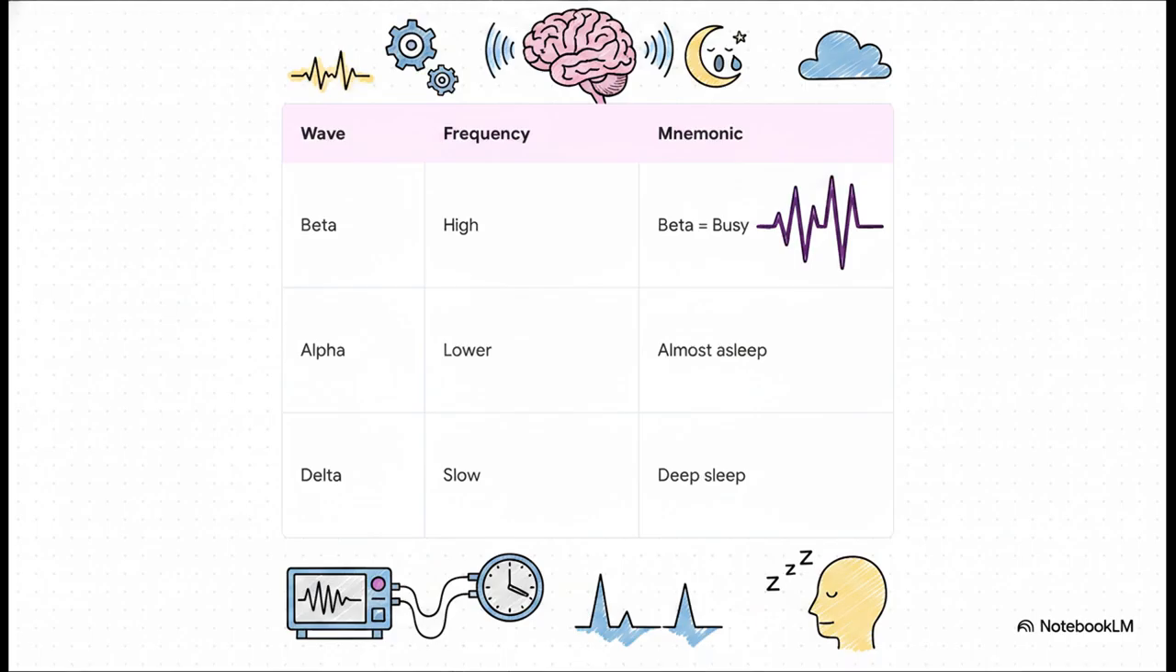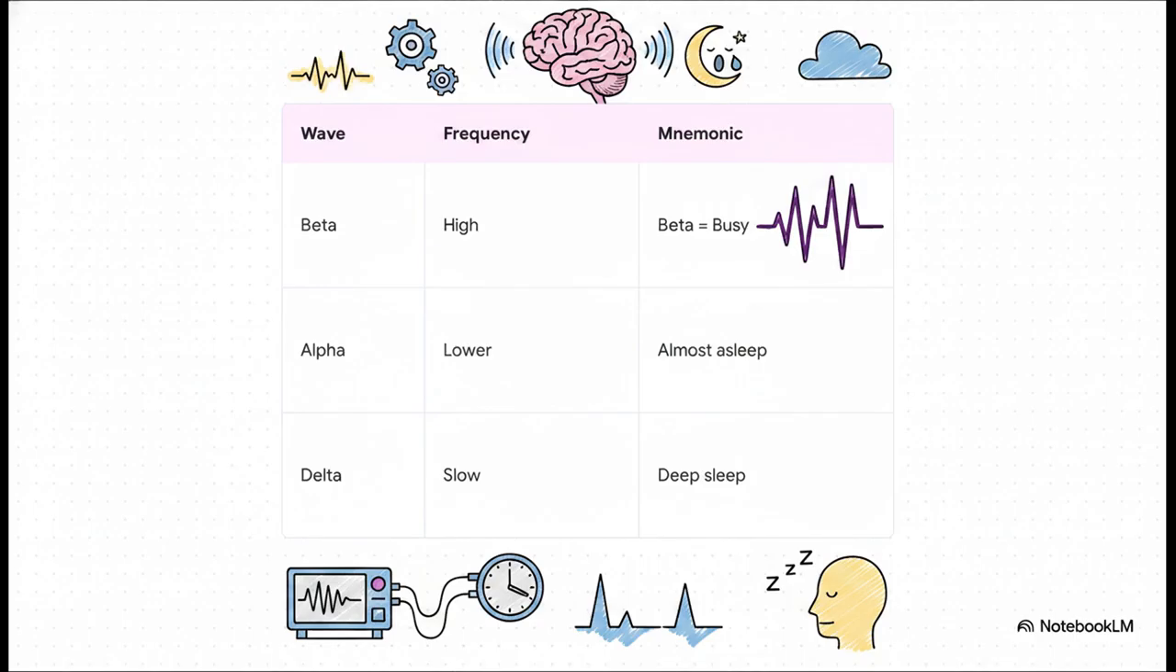Before we leave biology behind entirely, you absolutely need to lock in these sleep wave mnemonics. Beta means you are busy, alpha means you are almost asleep, and delta means deep sleep. Psychologists use an EEG to measure these brainwaves.